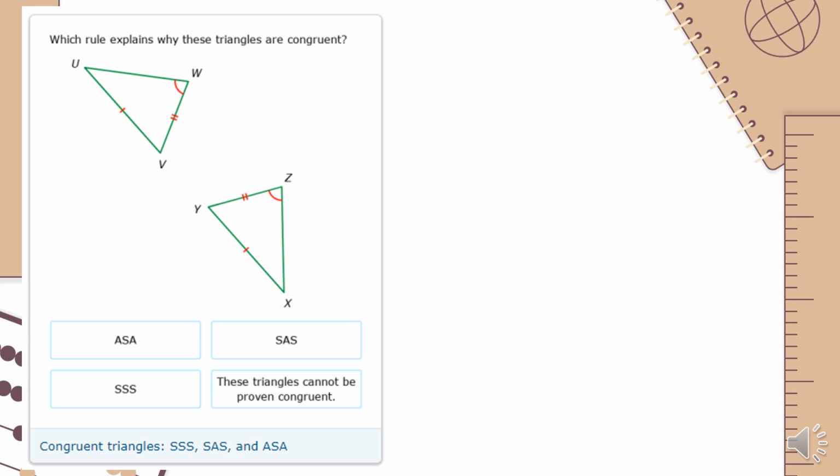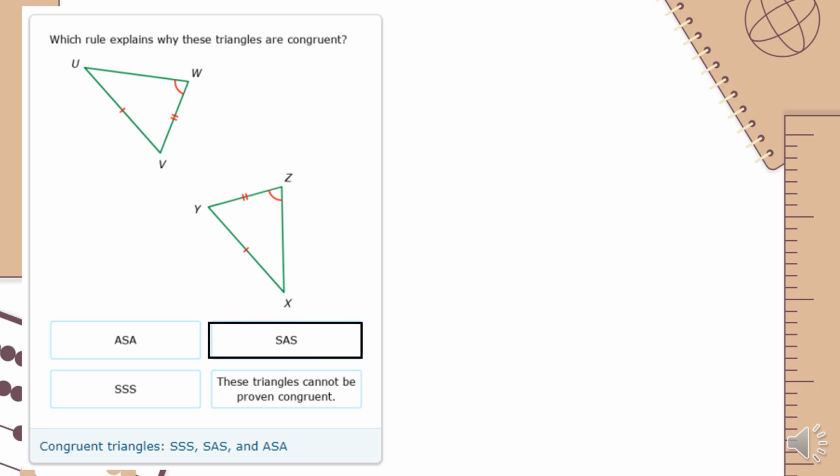So the first shape is VWU, and the other is YZX. Let's see, two sides are given, they are the same, and one angle is given. So what do we call it: side angle side, side side side, or angle side angle, or these triangles cannot be proven congruent? What do you think? Yes, you are right, both of the sides are congruent. So two sides are congruent and one angle is congruent, so we call it side angle side congruence.